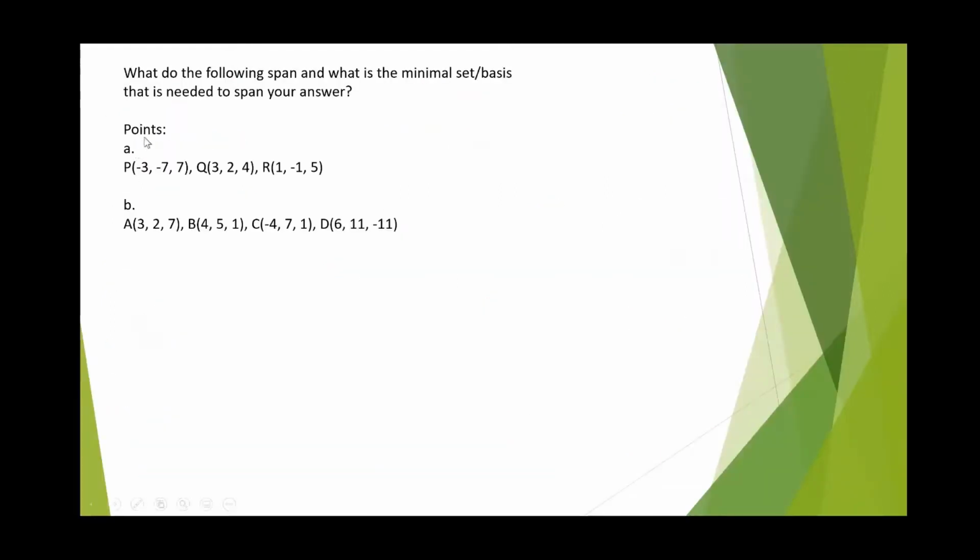So in your homework, you might be given points or you might be given vectors, and the question will ask you, what do the following span? Or sometimes they might ask you, what is the basis that you need to span this space? So I'm going to do both of these parts for questions A and B. Because here we're given 3 points P, Q, and R, 3 points can form two vectors. And those could be collinear, so 3 points could fall straight in a line, but they don't have to. So they could be collinear, or they might be non-collinear, so they could create a plane. They cannot create a three-dimensional space because there's not enough information.